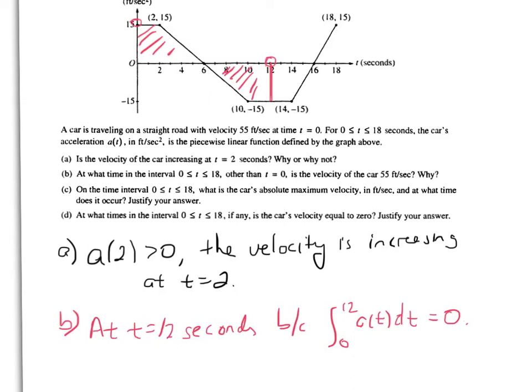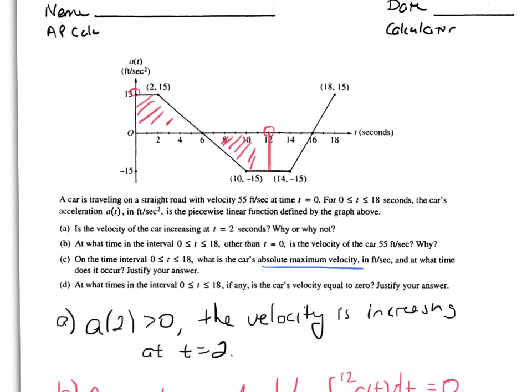Okay, part C. So now we're talking about absolute max velocity. So we want to know when the function has a maximum. That's going to happen either at the endpoints or at a local max. So where would we have a local max? A local max will happen when the derivative changes from positive to negative. And that is happening right here at t equals 6. That's not happening at t equals 16 because our derivative changes from negative to positive, giving our function a local minimum, which is not what we're looking for today.